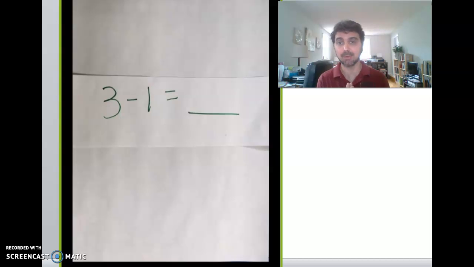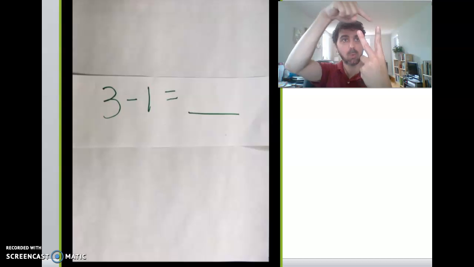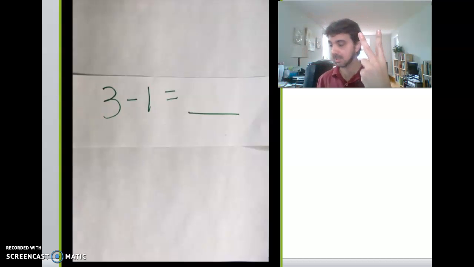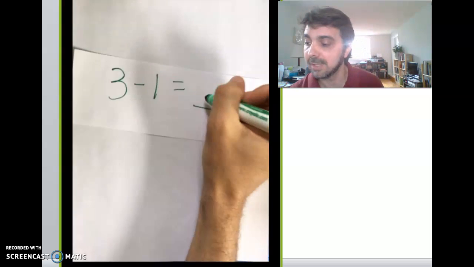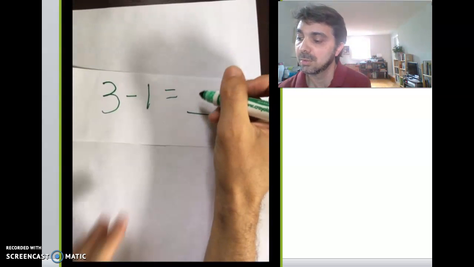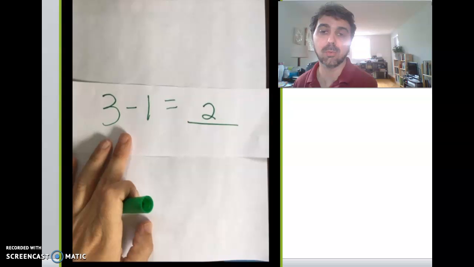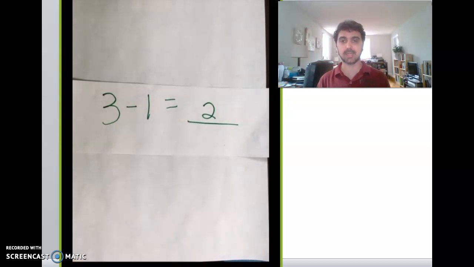So for example, we have here 3, right? 3 take away 1. So you could always show your fingers like this. You could say, I have 3 fingers up, right? And now I'm going to take away 1 finger. And how many fingers are left? Let's count. 1, 2. So we're going to write down 2. Okay? So we know that 3 take away 1 is 2.